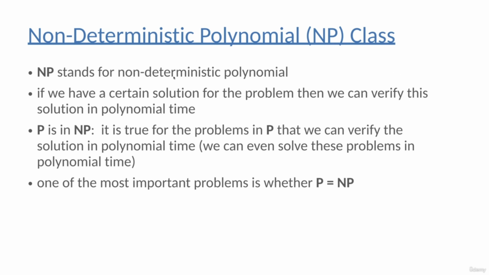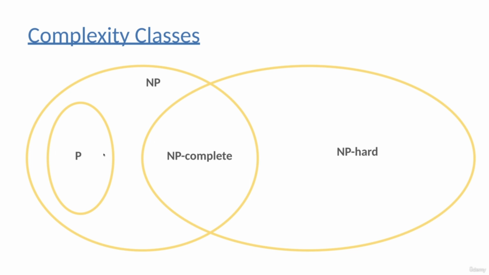NP stands for non-deterministic polynomial. These problems are exponentially hard to solve, but if we have the solution for the problem, then we can verify this solution in polynomial time. This is what we have been talking about, that P is a subset of NP. Why? Because of course we can verify whether the polynomial problem is working fine or not in polynomial running time. Of course, because essentially we can solve the problem itself in polynomial running time.